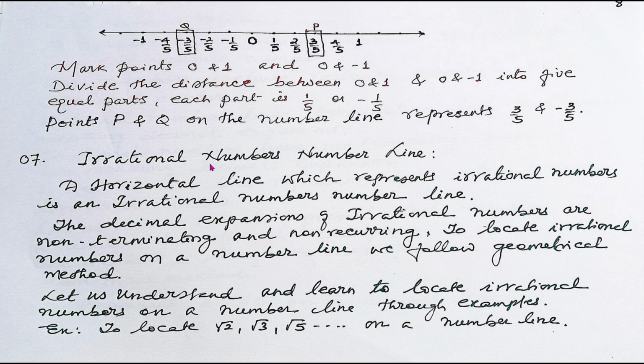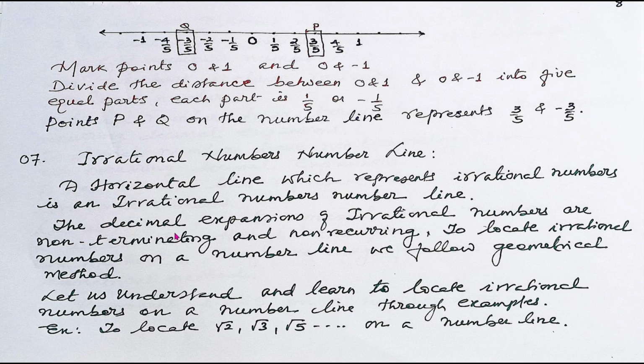Therefore remember, the points P and Q on the number line represent the two rational numbers to be represented. The next important study is about irrational numbers number line. A horizontal line which represents irrational numbers is an irrational numbers number line. The decimal expansions of irrational numbers are non-terminating and non-recurring. To locate irrational numbers on a number line, we follow a geometrical method, because it is difficult for us to measure the length of irrational numbers, since the decimal expansions are non-terminating and non-recurring. We can understand the method a bit later in our second session.